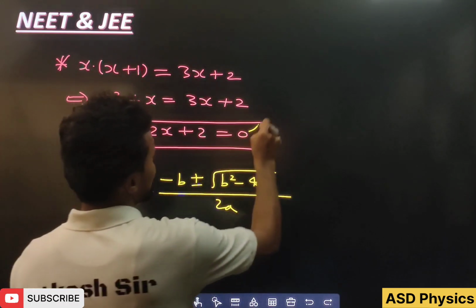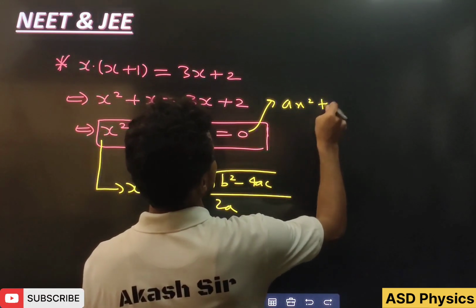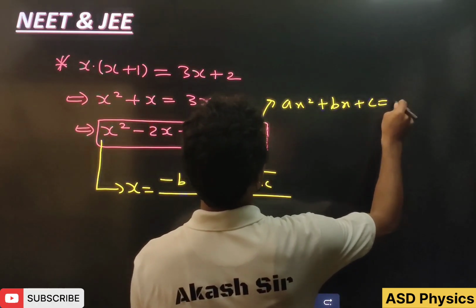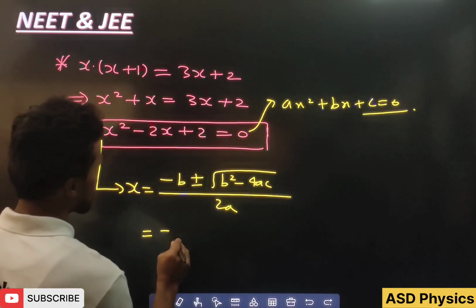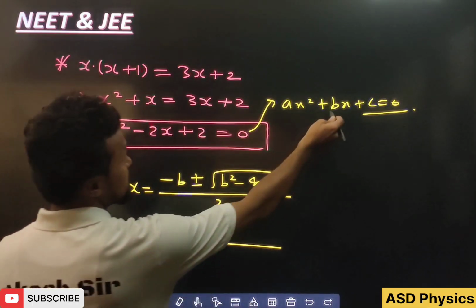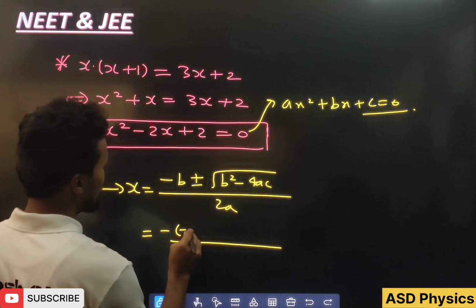How are we getting here? Because we have to compare with this one here, ax² + bx + c = 0. If you see very well here, students, I will write minus b. What is the b value here? This is b, here it is minus 2. So the b value is minus 2.